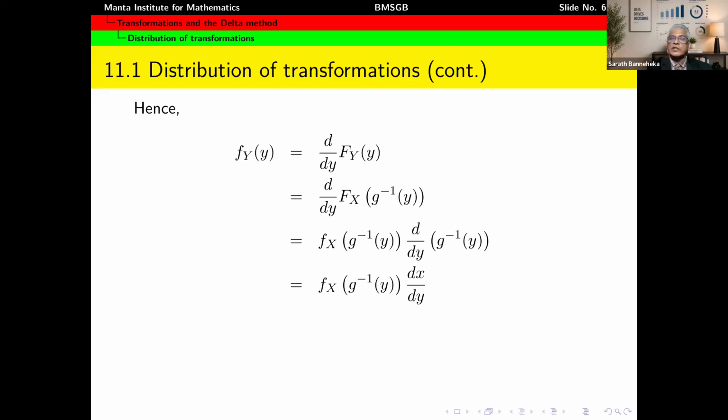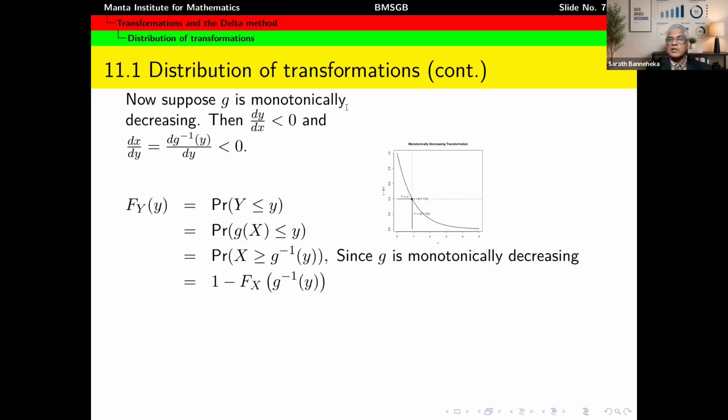Now to complete, we have to look at the other case also. That is, what happens if g is monotonically decreasing. So now suppose g is monotonically decreasing. In that case, of course, the derivative of y with respect to x will be negative, and therefore dx by dy will also be negative. But the function will be now like this, coming down, monotonically decreasing.